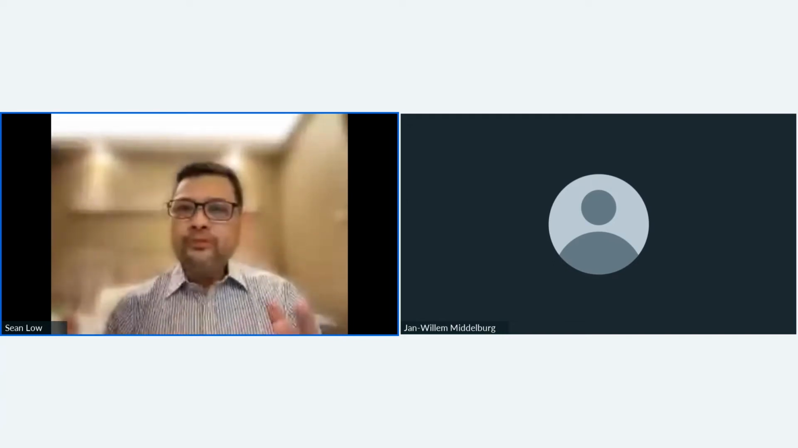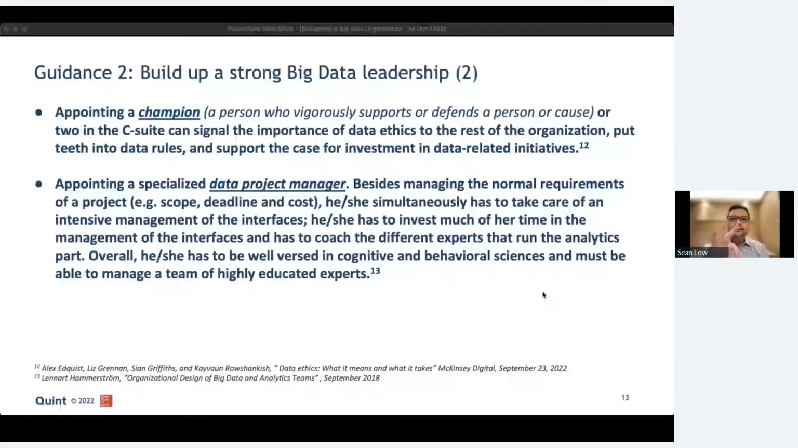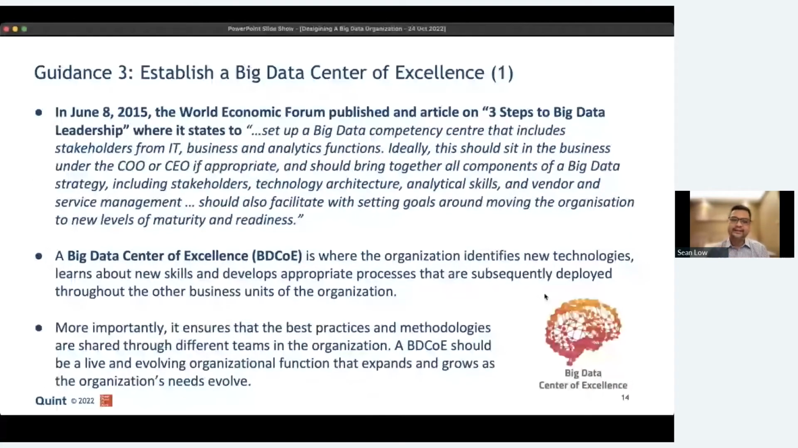So we've talked about having a big data strategy to meet the first challenge, and then having a strong leadership team. The third guidance we want to look at is structure. In every big data organization, we must establish a big data center of excellence. What is a big data center of excellence? Basically, it's a functional section of the organization that identifies new technologies, learns about new skills, and develops appropriate processes to do this.